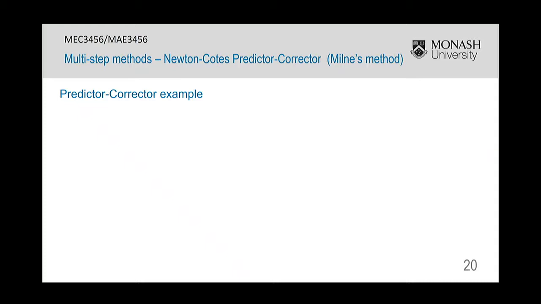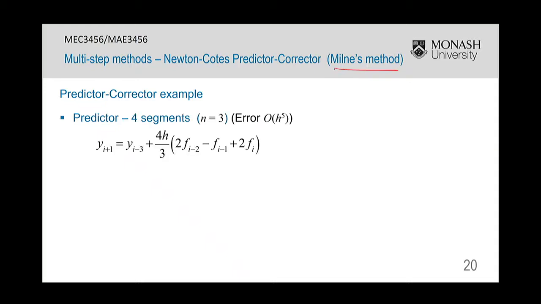So let's have a look at an explicit example of how we would use the Newton-Cotes predictor and corrector. So the open method first, followed by the closed method. The particular method we'll look at is called Milne's method. There's a range of these different methods. So we're going to use a predictor, which is an integral over 4 segments. In other words, n is equal to 3. It has an error of order h to the 5th. And this is the formula that we've already derived previously.